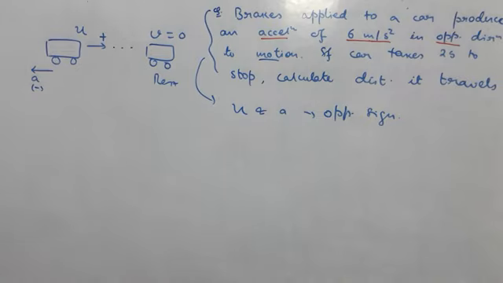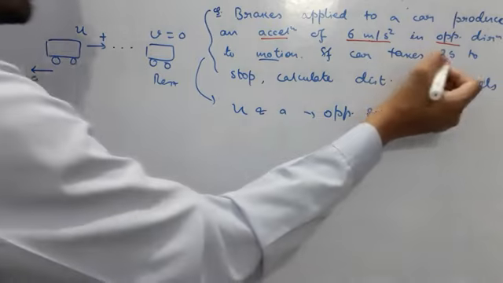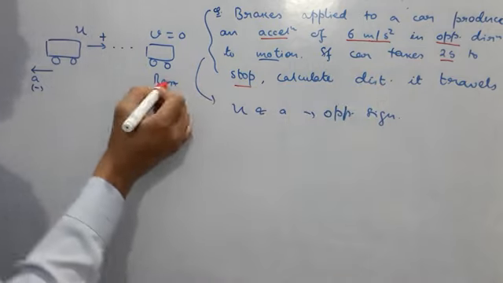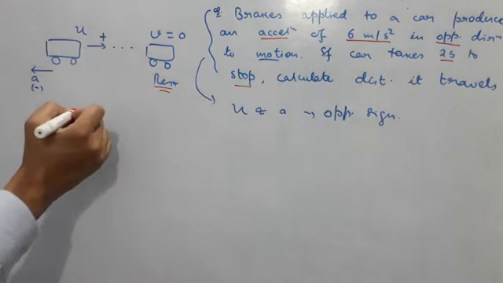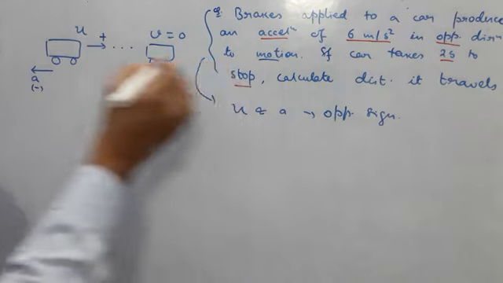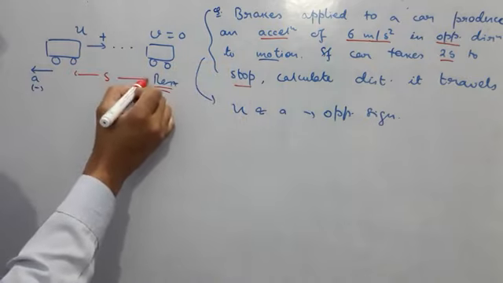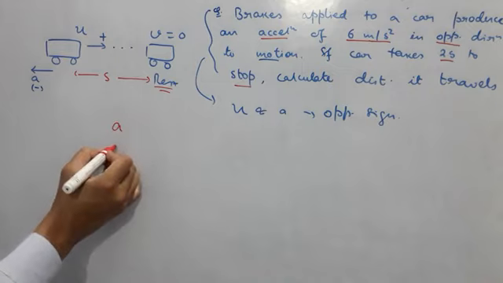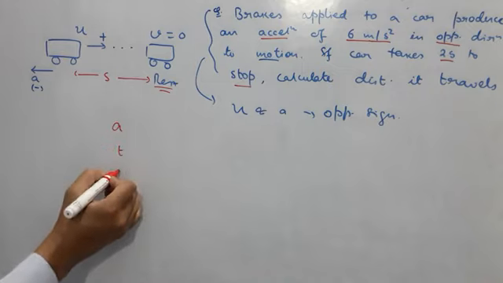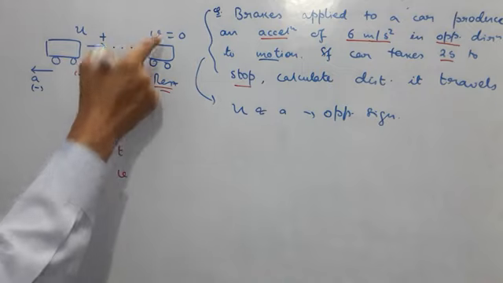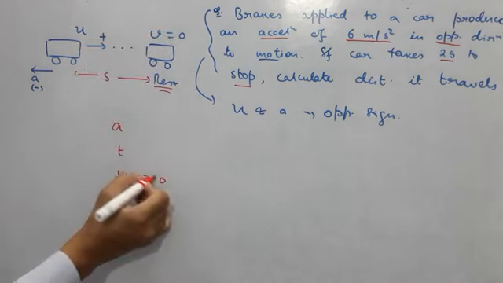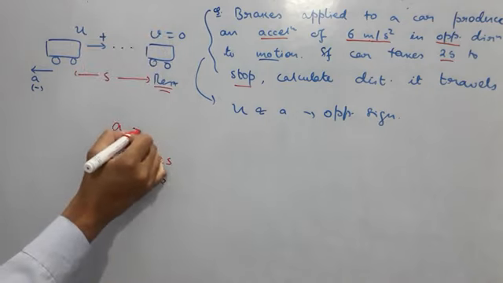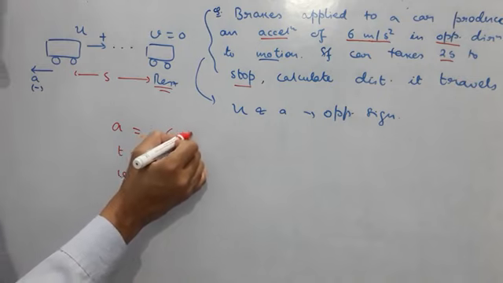Then what important thing is given? It takes 2 seconds to stop. Stop means it comes to rest. Calculate the distance it travels. You have to find this distance s. So what are the things given? You are given acceleration, you are given time, and you are given final velocity because it stops. So final velocity is 0, time is 2 seconds, and acceleration is 6 meters per second square.